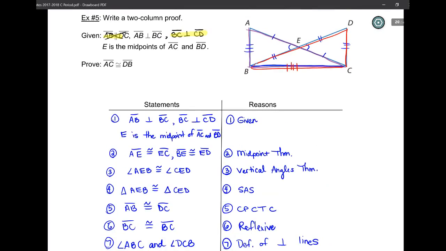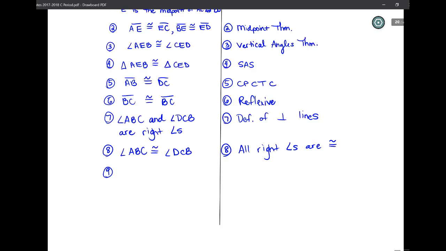And now, based on that, we actually have these two larger triangles are congruent by side, angle, side. So step 9 is triangle ABC is congruent to triangle DCB, side, angle, side. And now finally, we can prove AC is congruent to DB, and the reason is CPCTC.